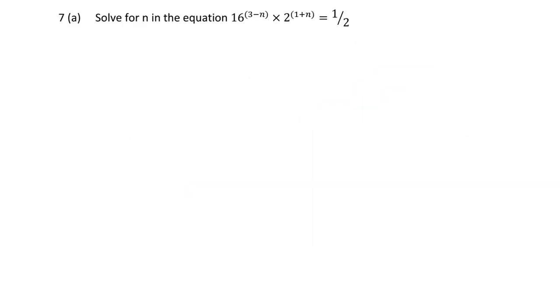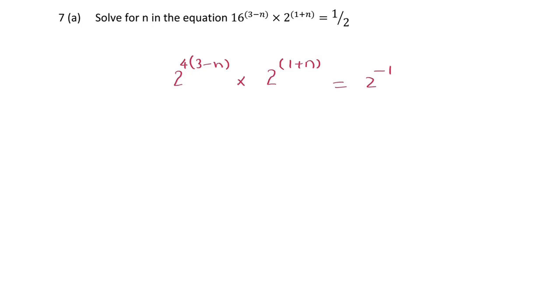Question number 7, part A. Solve for n in the equation. So we've been given the equation there. Okay, so this is an exponential problem. So first, we are going to express each number to base 2 as below. So our equation is going to be 2 power 4(3 minus n) times 2 power (1 plus n) equals 2 power negative 1.